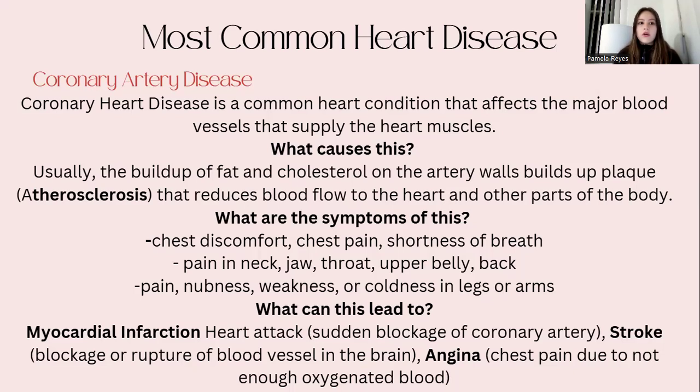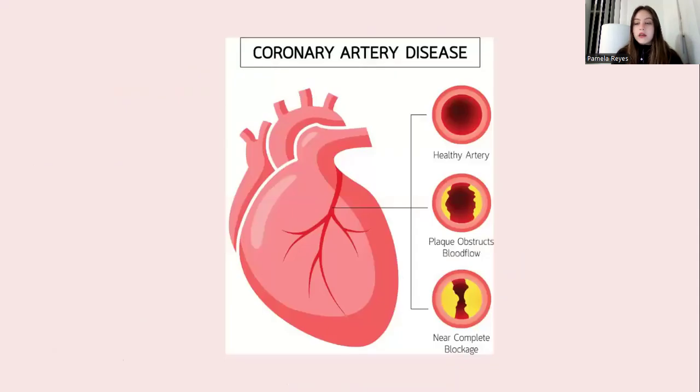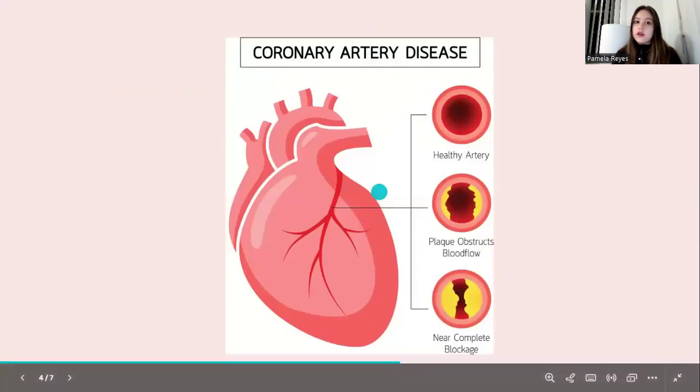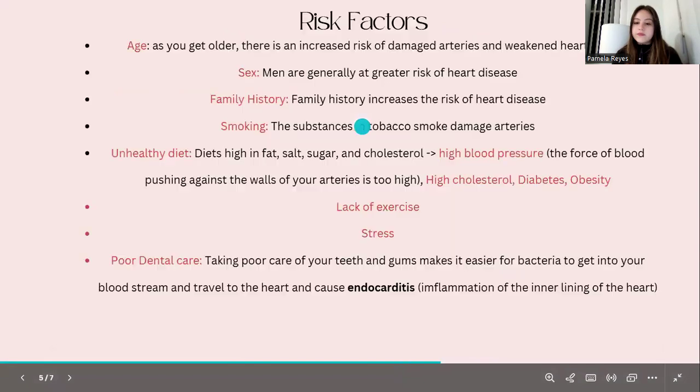So, what can coronary artery disease lead to? It could lead to other cardiac disorders such as a heart attack or myocardial infarction, a stroke, and angina. A heart attack is a sudden blockage of the coronary artery. A stroke is a blockage or rupture of a blood vessel in the brain, and angina is chest pain due to not enough oxygenated blood. So this is a diagram of the progression of coronary artery disease.